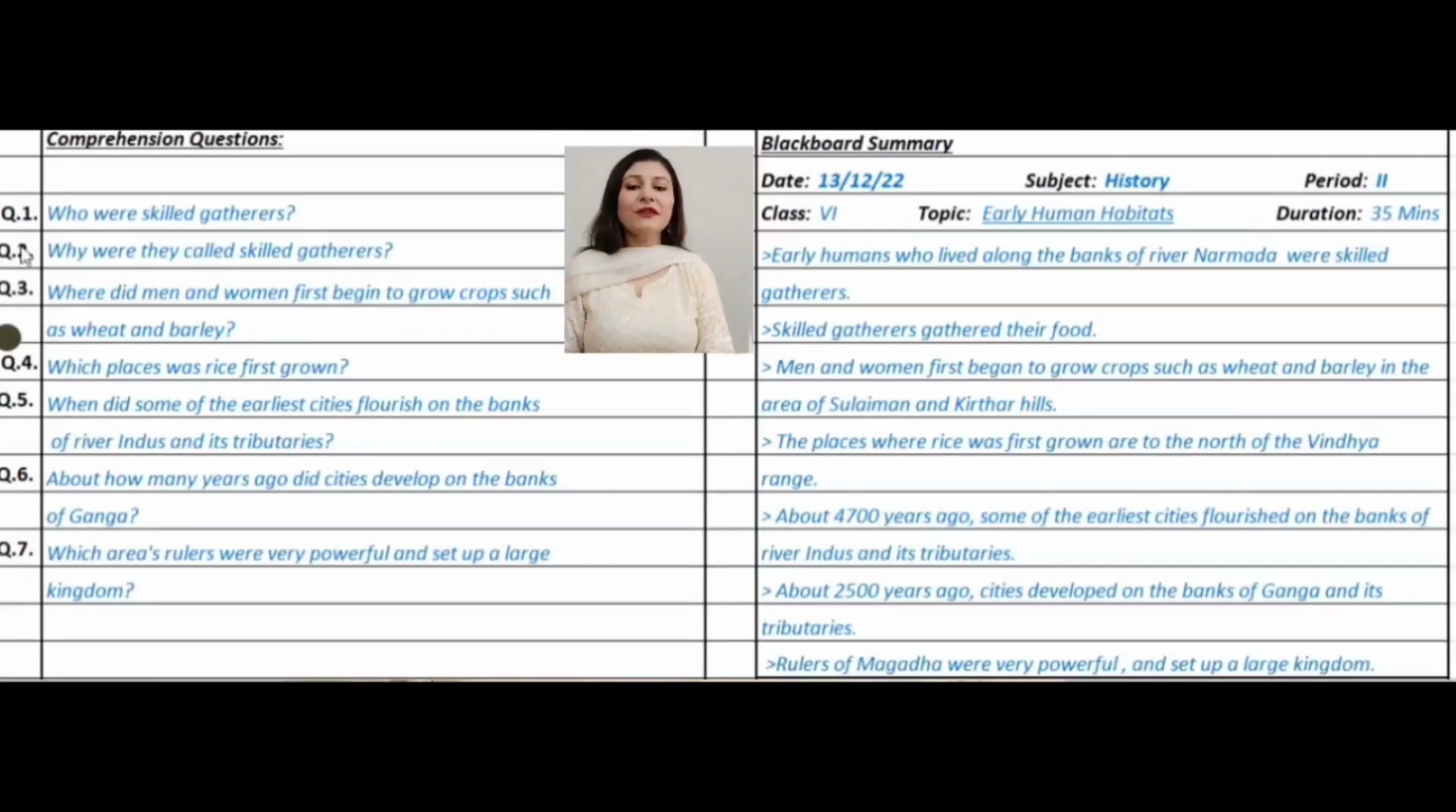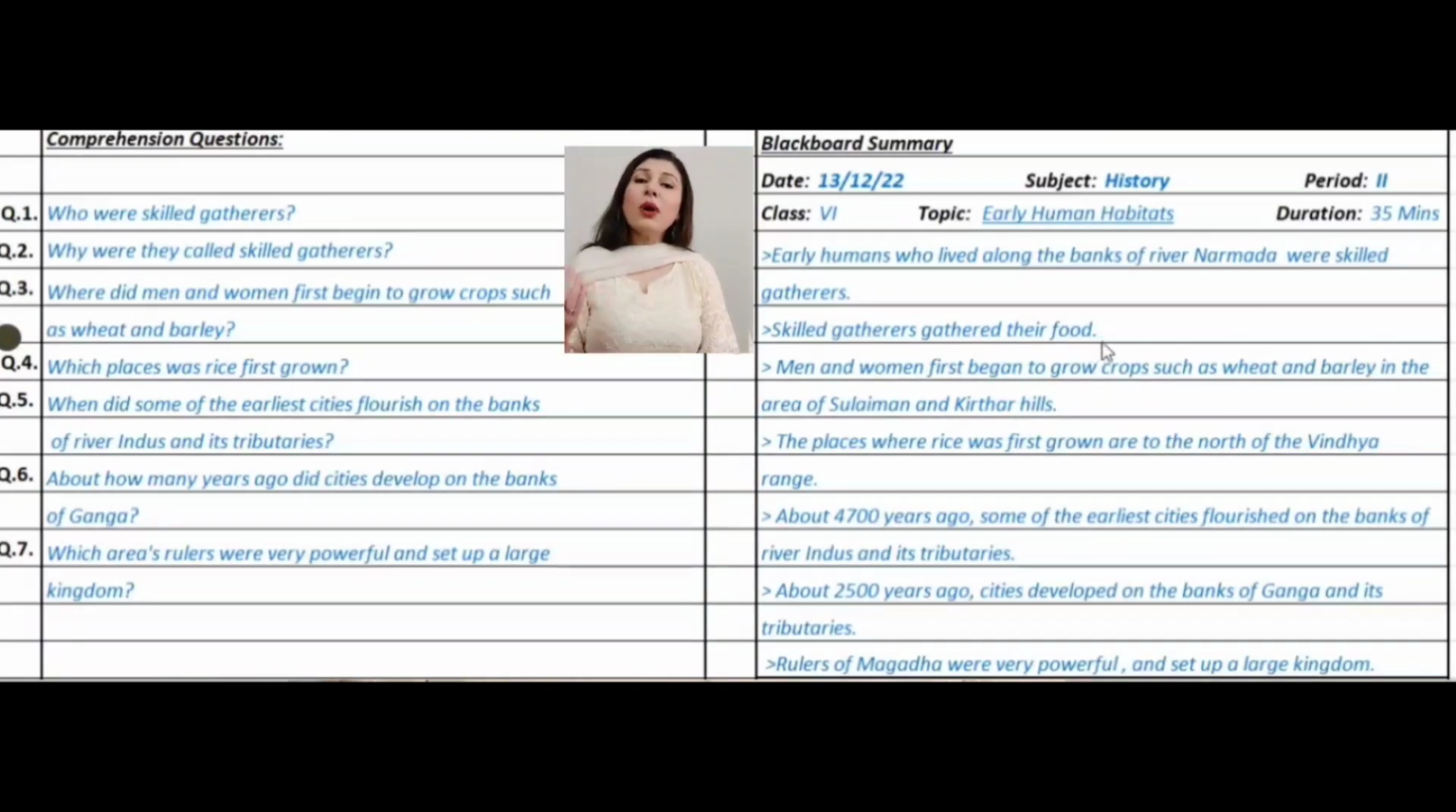So here we'll ask the first question, who were skilled gatherers? And the answer of this question will be, early humans who lived along the banks of the river Narmada were skilled gatherers. Then we'll ask second question, which is, why were they called skilled gatherers? And the answer of this question will be, they were called skilled gatherers because they gathered their food.